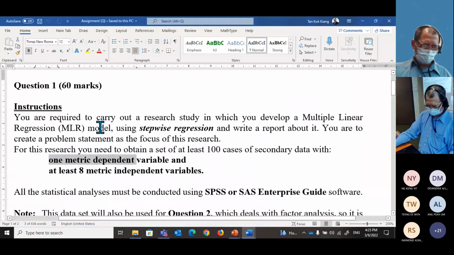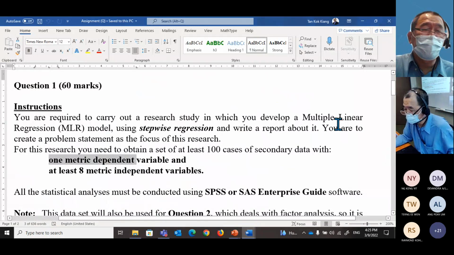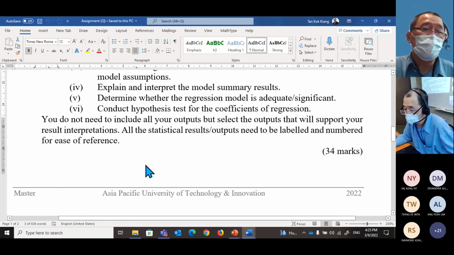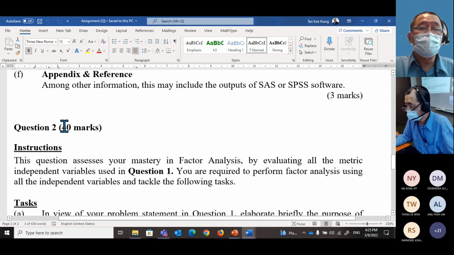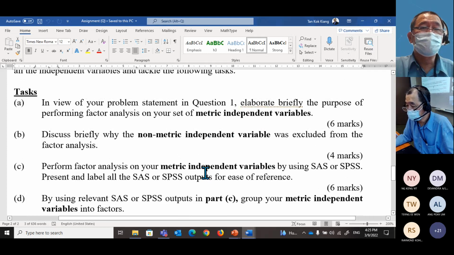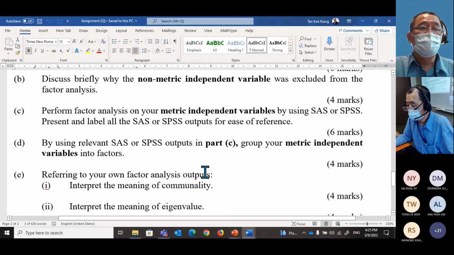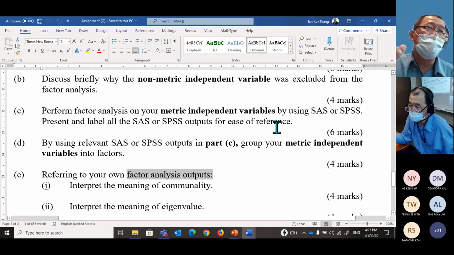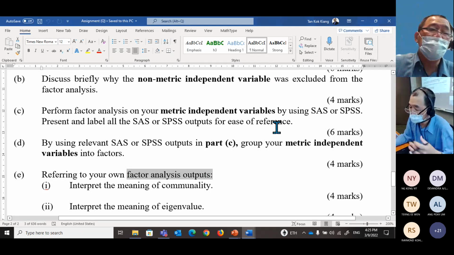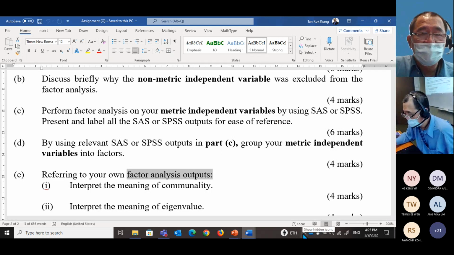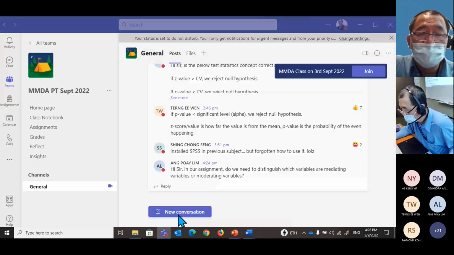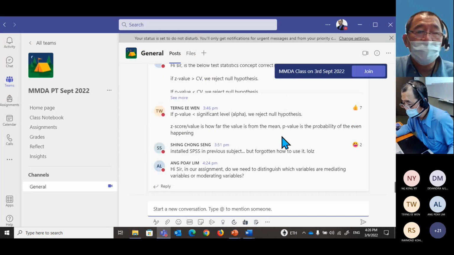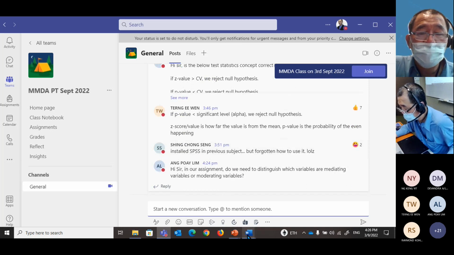You can see a bit now. Question 1 is about the multiple linear regression. Question 2 is about the factor analysis. But what you mentioned just now, mediating and modulating, is under the structural equation modeling. This is the last chapter of this module. Okay, so we see next.